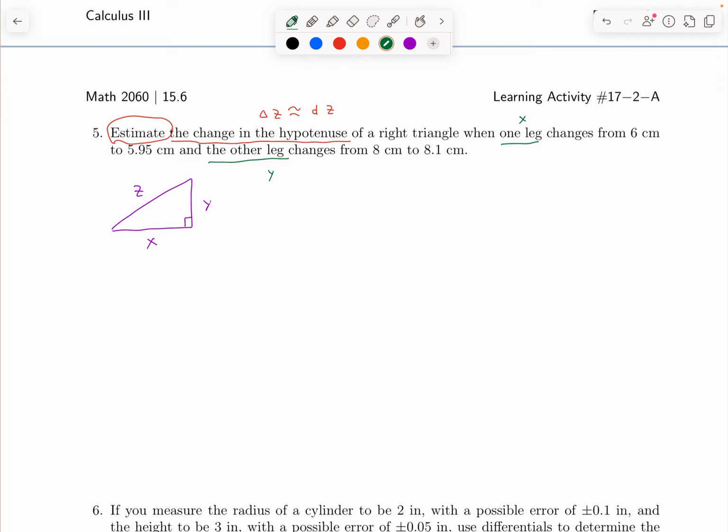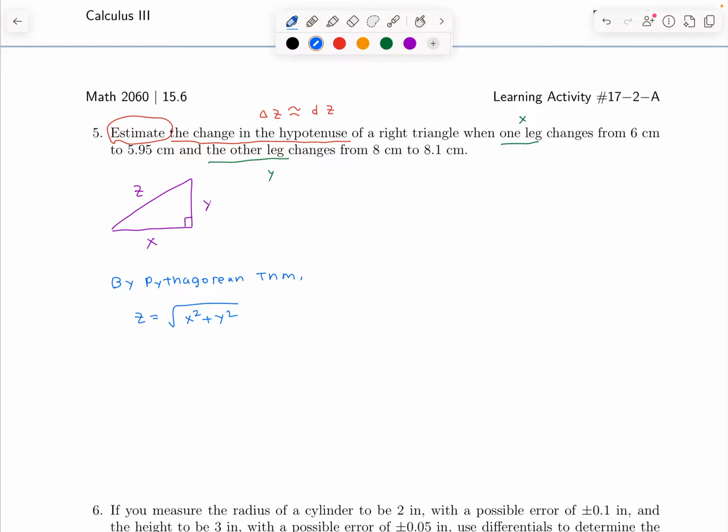So first, you want to find a function Z in terms of X and Y. And we know that this is a right triangle. So by Pythagorean theorem, our Z is the square root of X squared plus Y squared. Okay, so that will be the function you are looking for. Z is a function of X and Y.